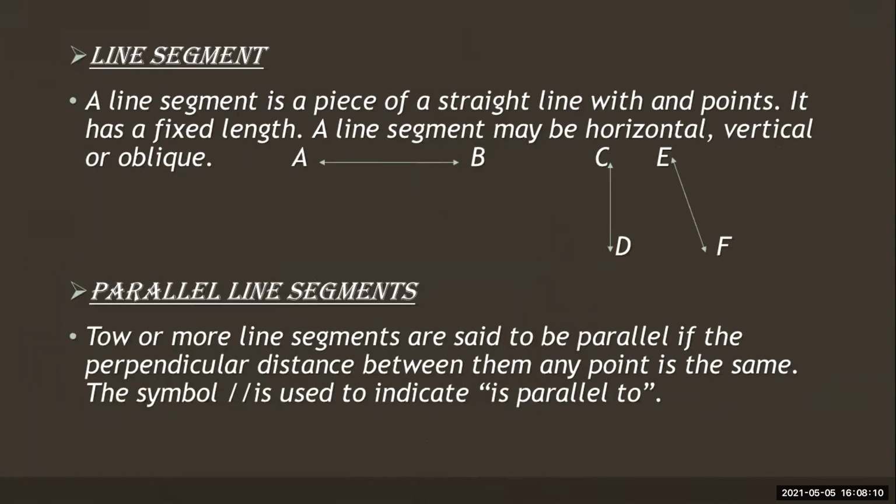Line segment. A line segment is a piece of a straight line with end points. It has a fixed length. A line segment may be horizontal, vertical, or oblique. As you can see in the picture, A and B are horizontal, C and D are vertical, and E and F are oblique.